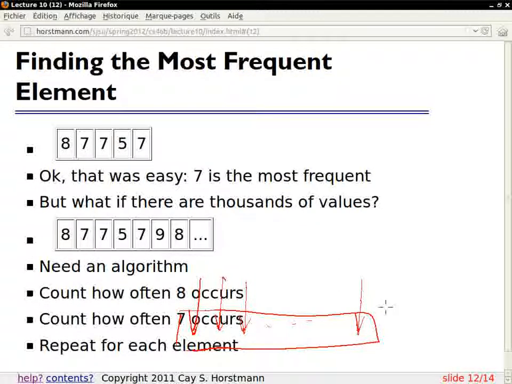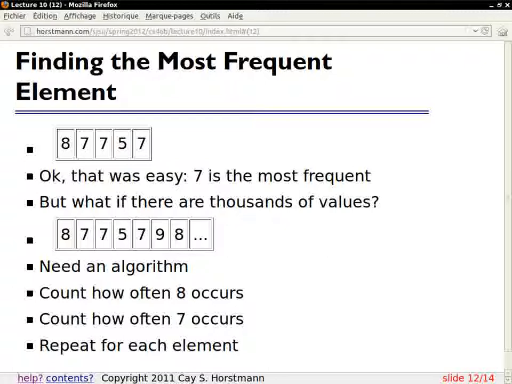So let's look at a more difficult algorithm. Suppose you want to find the most frequent element. So you have an array, and you want to look at which element occurs the most often. So here's an example. The array has 8, 7, 7, 5, and 7. Well, 7 is the most frequent.